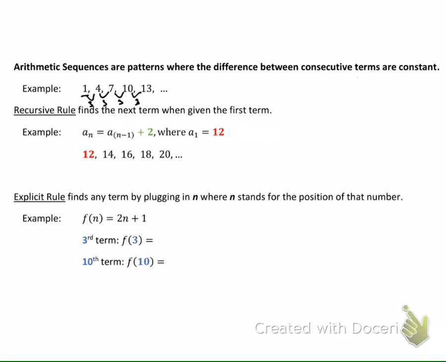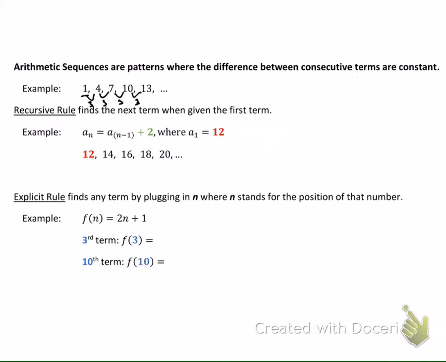Now, there are two types of rules to this. The first rule is the recursive rule. The recursive rule tells you how to find the next term when you're given the first term. So this is what the rule looks like. It'll usually say a of n minus 1, then usually some rule here, and then it says a1 and something. That's always what the recursive rule looks like.